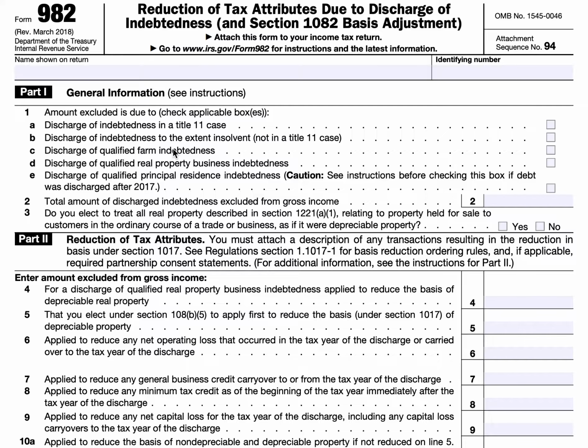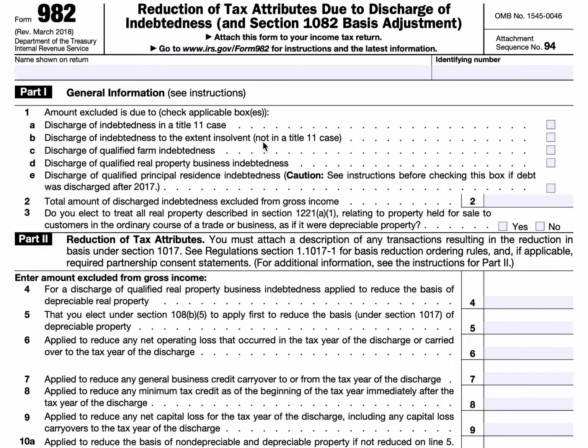So the insolvency exclusion does not apply to discharges that happen in a Chapter 11 bankruptcy. It also doesn't apply to qualified principal residence indebtedness, which we'll get to in box 1E. So you'll check the box on line 1B if the discharge of indebtedness occurred while you were insolvent.